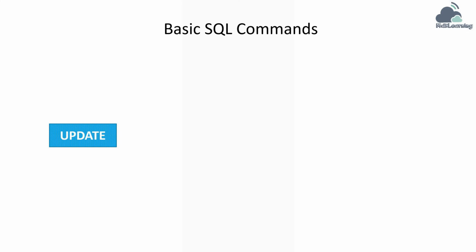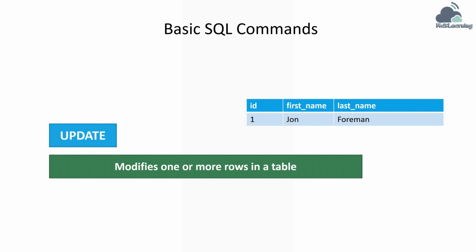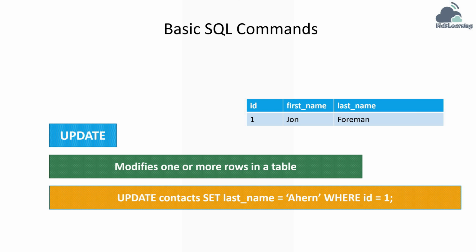Update is our next statement. Update modifies one or more rows in a table. So let's imagine that I have this table where there is a row with the first name of John and the last name of Flanders. If I run this update statement, update contacts, I'm telling the database I want to update the contacts table. I want to set the value of the last name column to be equal to Ahern.